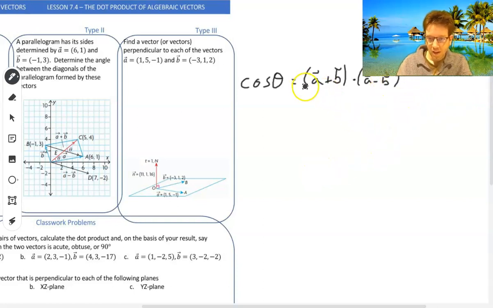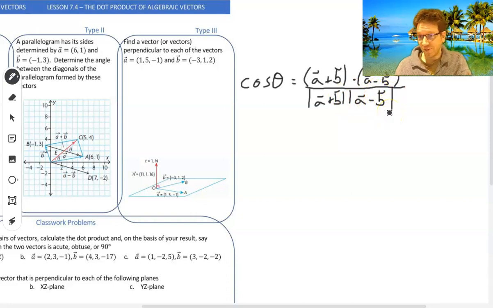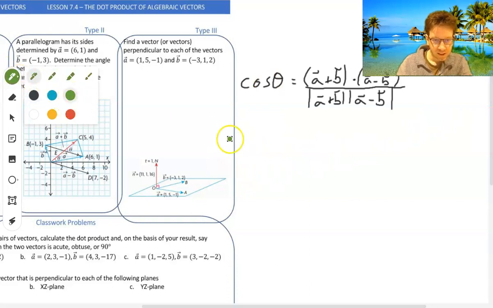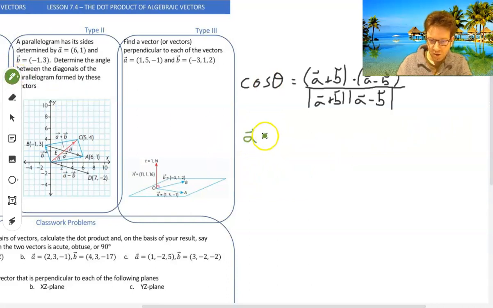There. And then we're going to have to divide it by the magnitudes of both of those. So A plus B multiplied by the magnitude A minus B. Okay, so before we use that equation, we're going to have to figure out what these are. First, I'll do a different color. A plus B. To do that, we can just add the coordinates.